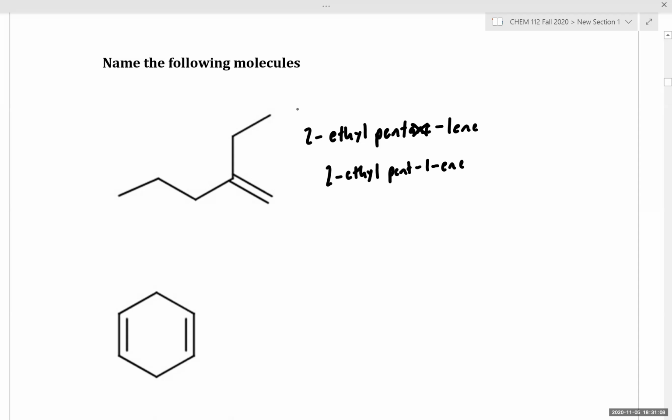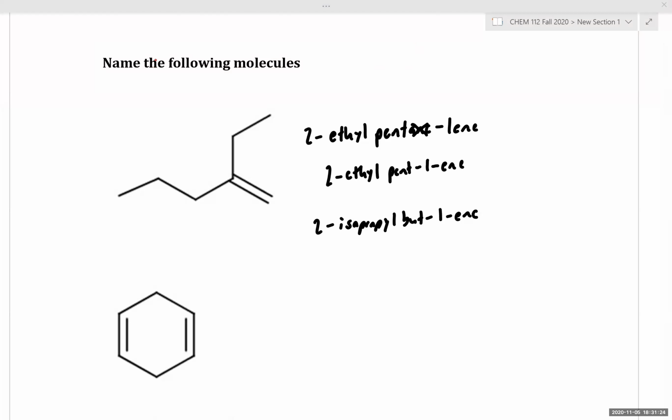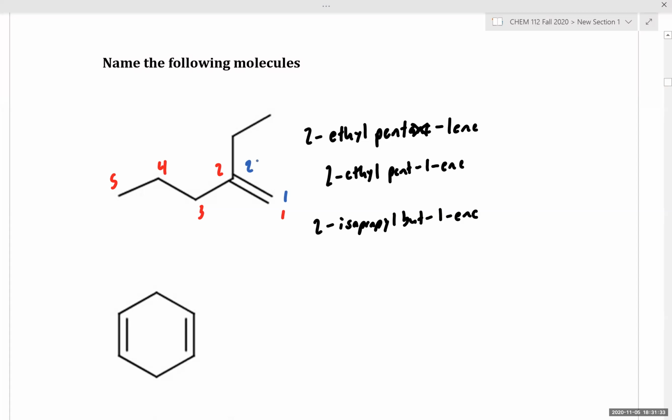The other proposed name that we have is 2-isopropyl bute 1-ene. So to talk about each of these proposed names, let's look at our numbering conventions. So one numbering convention is as follows. The second numbering convention is indicated in blue. Oh, so 2-propyl, okay.